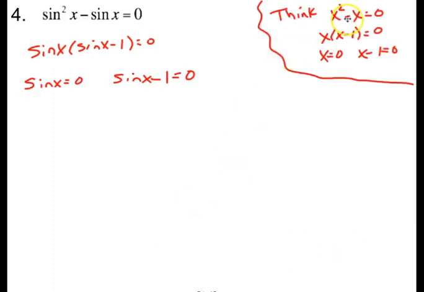Because I'm thinking x squared minus x is 0, x times x minus 1 is 0, and if I were doing it algebraically, then I would say x is equal to 0 and x minus 1 is equal to 0. So I say the sine of x is 0, sine of x minus 1 is equal to 0, and then I'll continue solving.